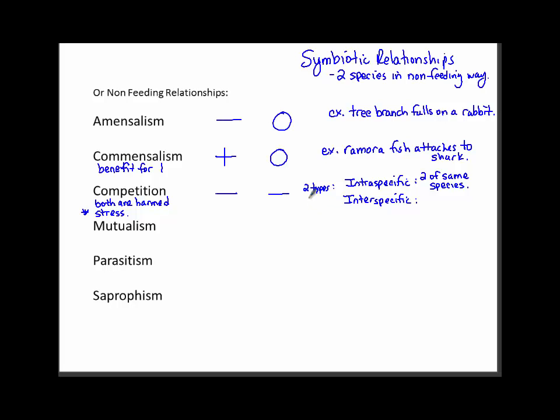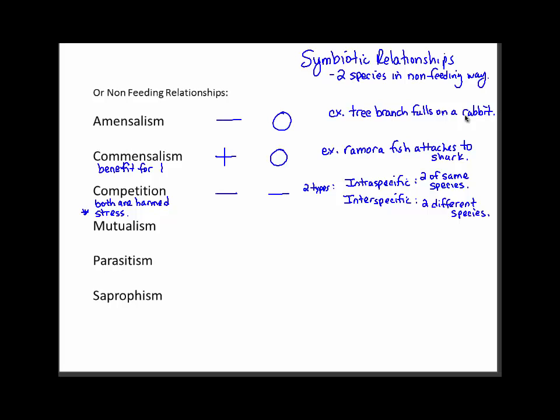Interspecific competition. Interspecific are two of different species. So let's say, over the winter time again, there's a holly bush that's providing berries as food. And two different species of birds are both competing for that one berry bush. So now you have interspecific competition where both species are being hurt because there's only one bush and there's only so much food to go around.